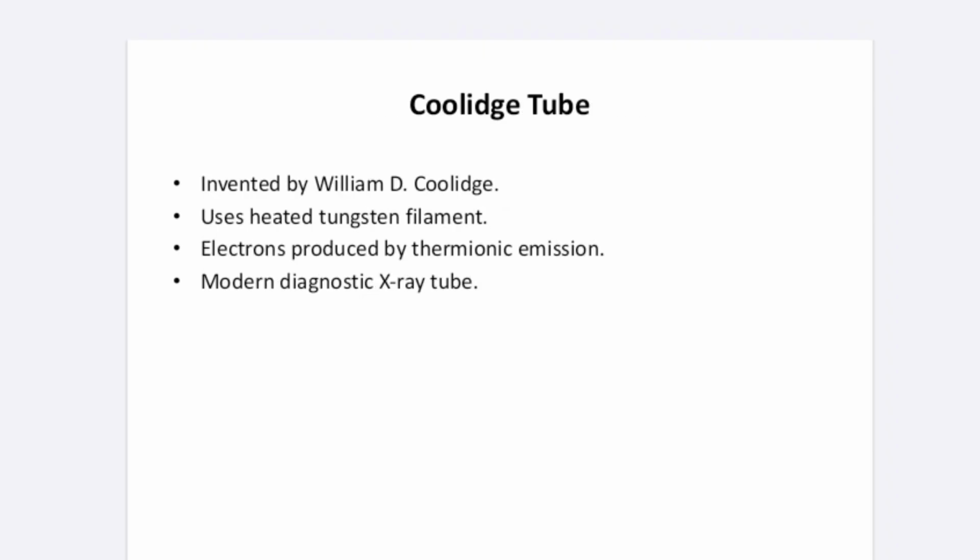Next we are going to look at the Coolidge tube. The Coolidge tube was invented by William D. Coolidge. He used a heated tungsten filament, and the electrons are produced by thermionic emission. It is a modern diagnostic X-ray tube.